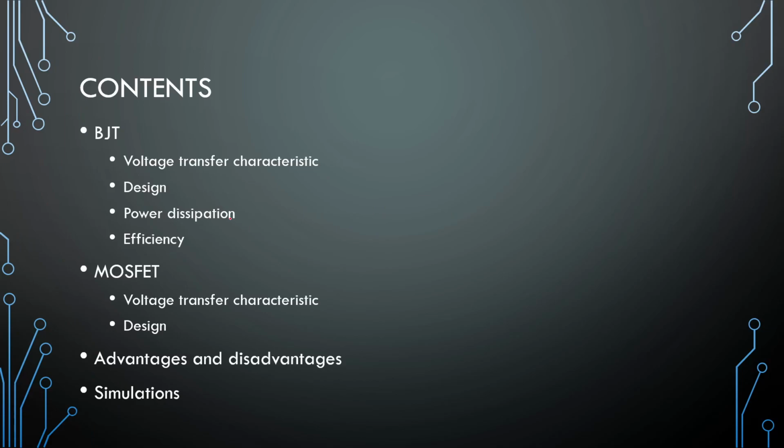Right, so we're going to have a look at the BJT and the MOSFET Class A amplifier. Most importantly at voltage transfer characteristics, then some designing, and then we're going to look in general at the power dissipation and efficiency for these. And we will list the advantages and disadvantages, and lastly do some simulations.